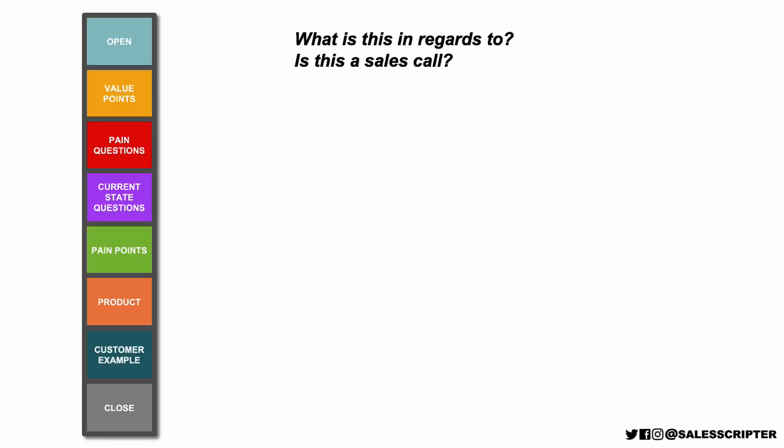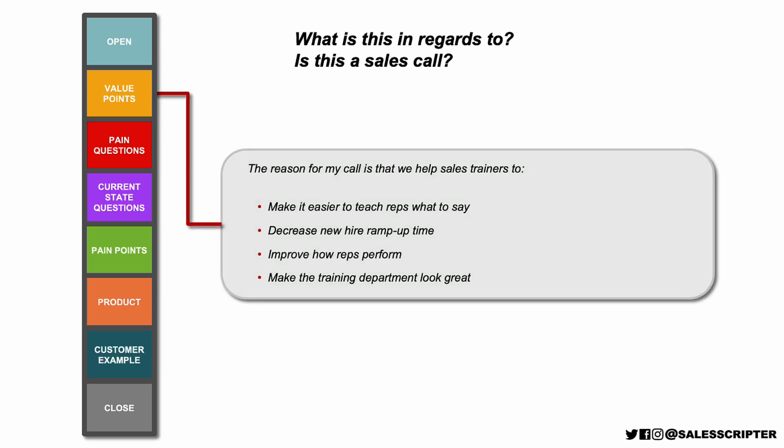And so let's say that we're on a cold call and we just open the call with sort of our introduction and we just start talking to the prospect. And that's really where the what is this in regards to will come up. What we can do then is deliver our value proposition similar to what I just demonstrated, which is to say something like, well, the reason for my call is we work with sales trainers and we help to decrease their new hire ramp-up time. And I'm just going to stop there. And then it's the prospect or the gatekeeper's turn to speak. And then I'll deal with what they say with my next tactic.